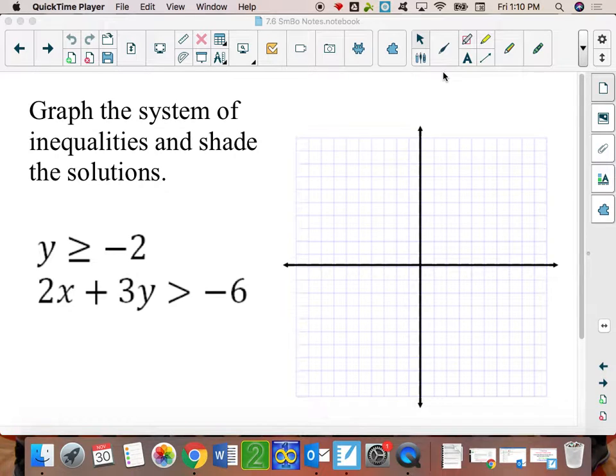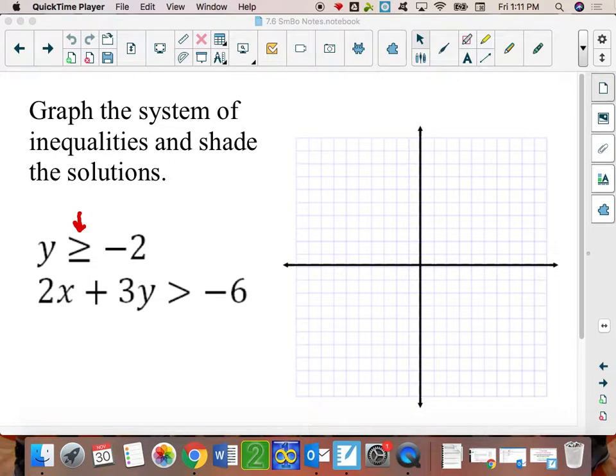Okay, 7.6 part 2 is going to be on the same notes as your part 1. Only what we're going to be looking at on these notes is that you're going to have some inequalities that are in standard form. So let's start with this first one here. And I don't need to do anything to this one.